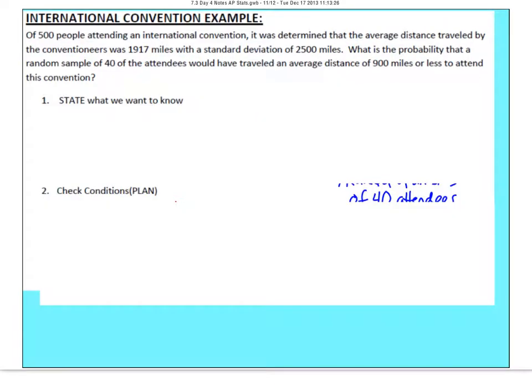It's worth looking at one last example here. So here we have 500 people attending an international conference. It was determined the average distance traveled by the conventioners was 1,917 miles, and the standard deviation was 2,500 miles. What's the probability that a random sample of 40 attendees, so that's my n, would travel the average distance of 900 miles or less to attend? Okay, let's talk about how to address this problem. I'm going to be a little more formal in the state, plan, do, and conclude.